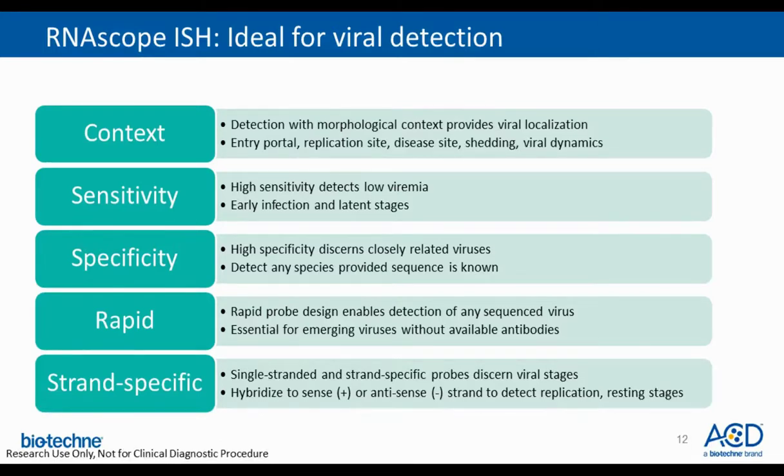This design process is rapid, which serves as a huge advantage for emerging viruses without available antibodies, for example, COVID-19. The probes can be designed either single-stranded or can be made strand-specific to discern between various viral stages with hybridization to both the sense and the antisense strand. And this really allows you to look at both the replicating strand as well as the viral strand in the same tissue context, giving your data a lot of power.